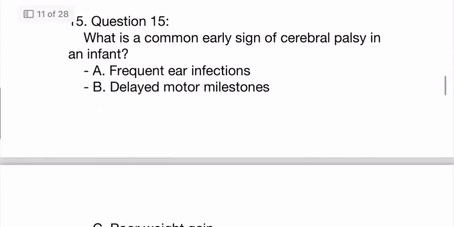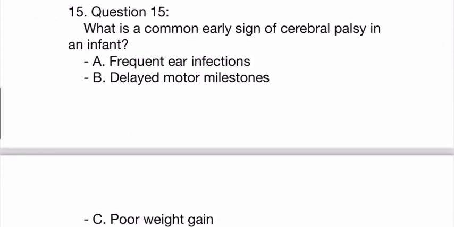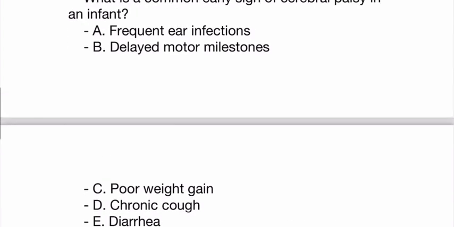Question 15. What is a common early sign of CP in an infant? A. Frequent ear infections. B. Delayed motor milestones. C. Poor weight gain. D. Chronic cough. E. Diarrhea. So with CP, you're going to have delayed motor milestones and prolonged primary reflexes.